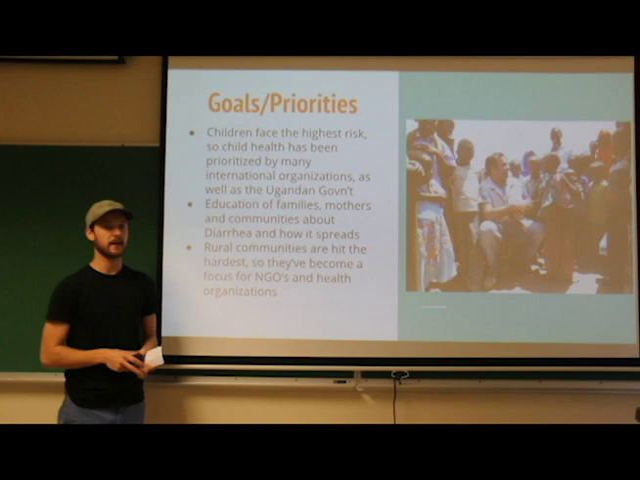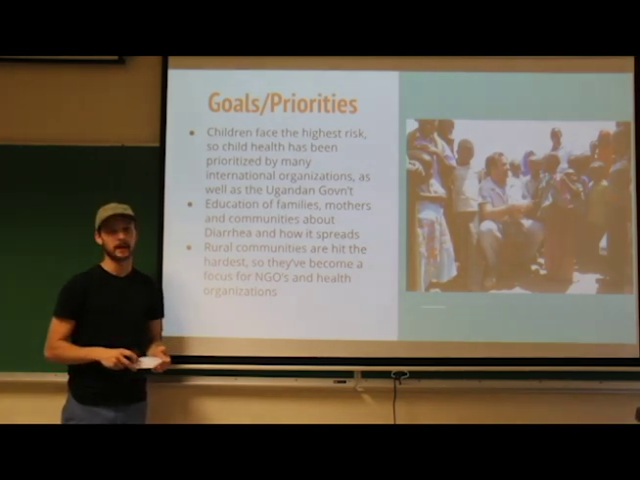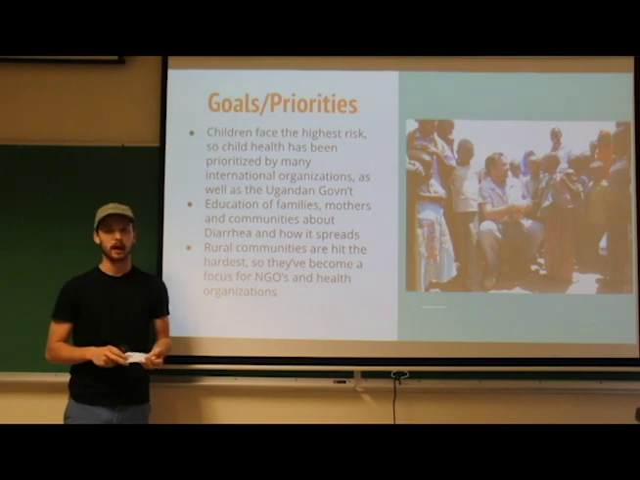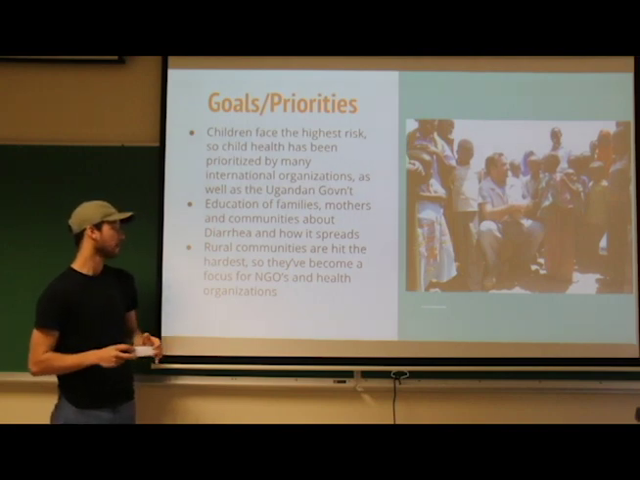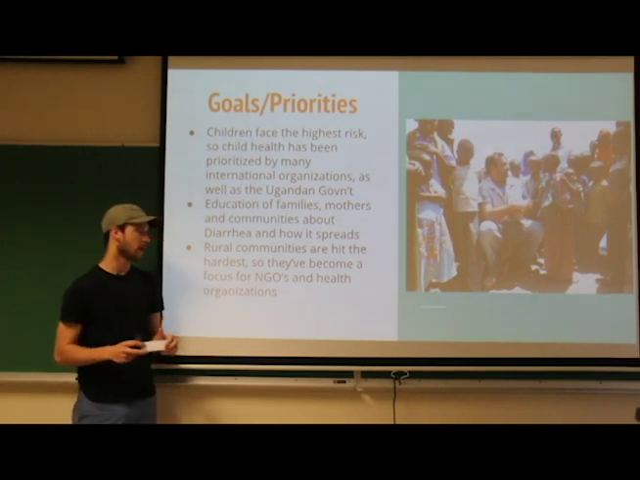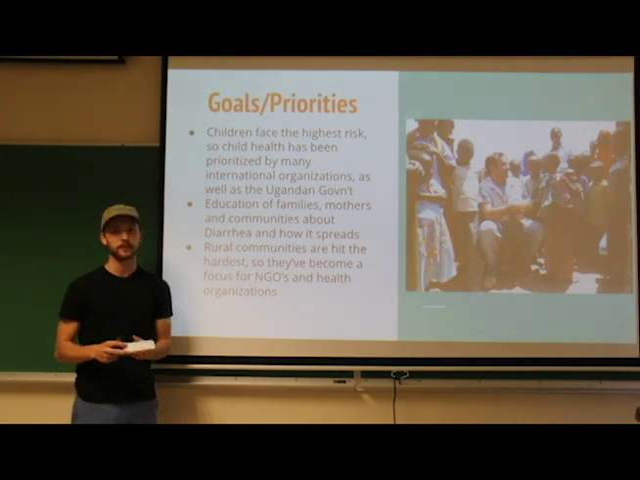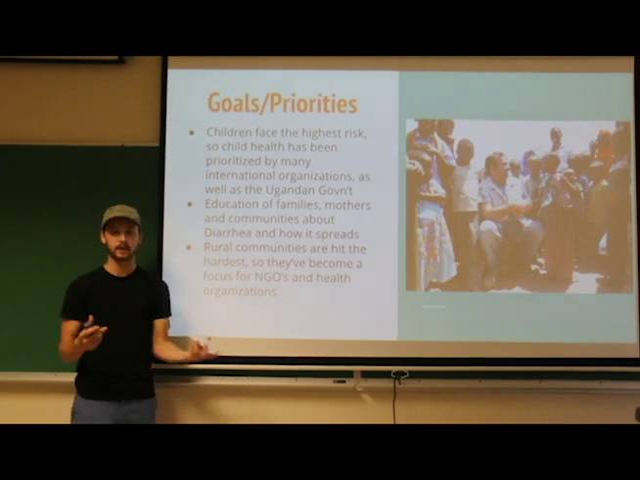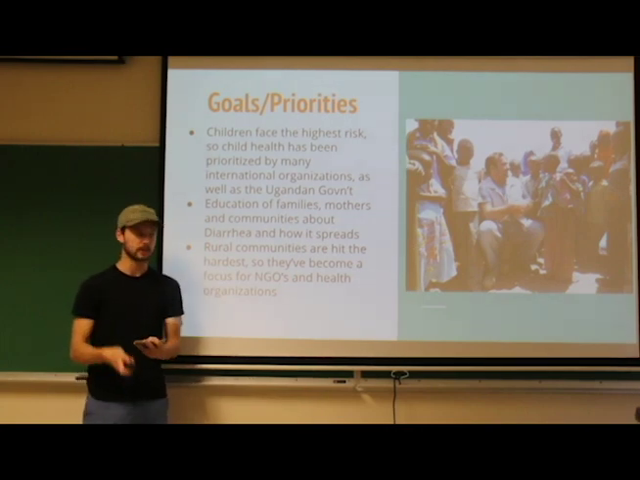The education of families, mothers, and communities about diarrhea and how it spreads is also a very important goal. The more people know about it, the less it's going to spread and the less they're going to expose themselves to contaminants. Rural communities also are the hardest hit, so they've become a focus for NGOs and health organizations, both at the Ugandan national and local level, and also at the international level.